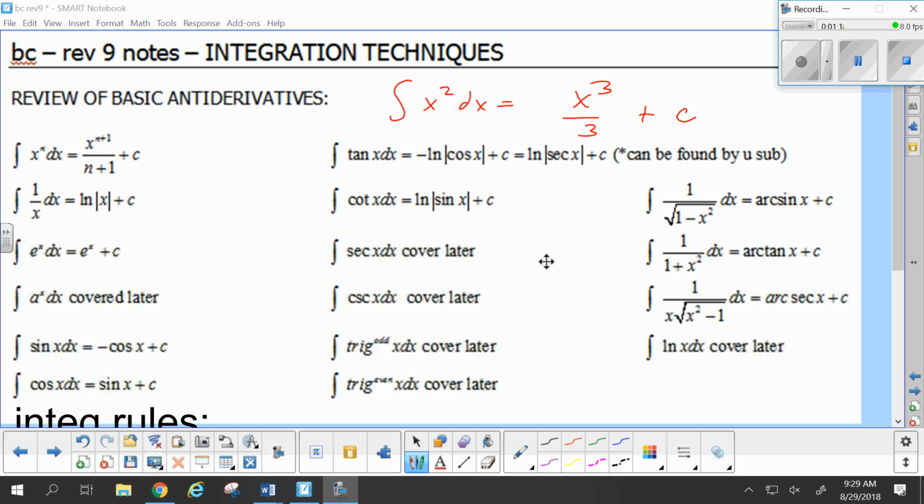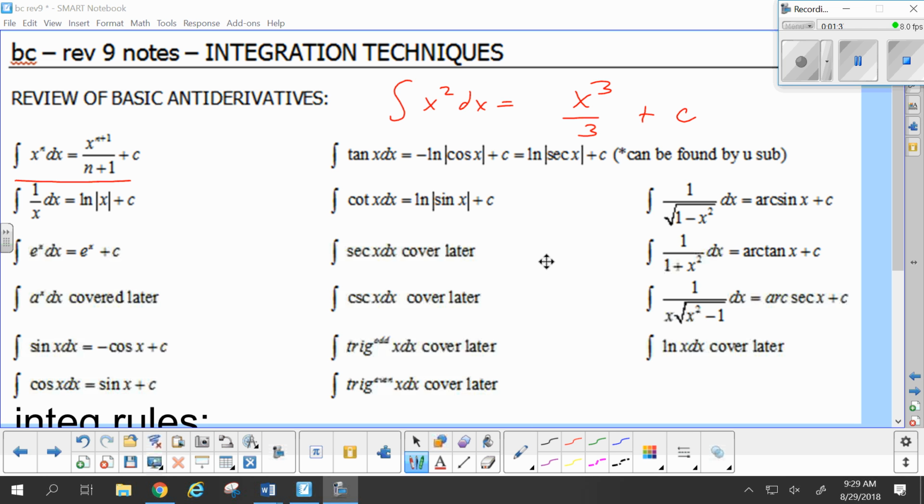All right, so this is ye old power rule we just used. When you anti-differentiate, you raise the power by 1, divide by the new power, which is the opposite of the derivative, which is reduce the power by 1, multiply by that.